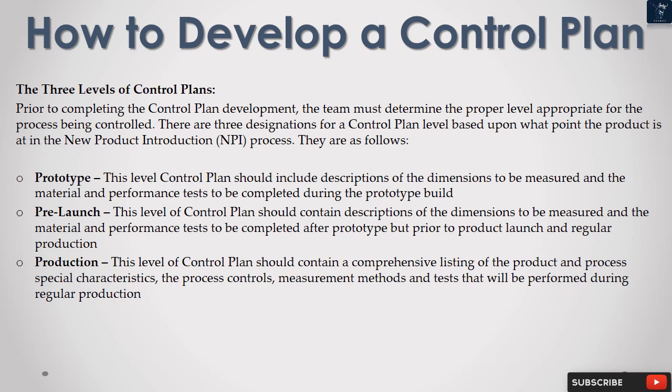Pre-launch. This level of control plan should contain descriptions of the dimensions to be measured and the material and performance tests to be completed after prototype but prior to product launch and regular production. Production. This level of control plan should contain a comprehensive listing of the product and process special characteristics, the process controls, measurement methods, and tests that will be performed during regular production.